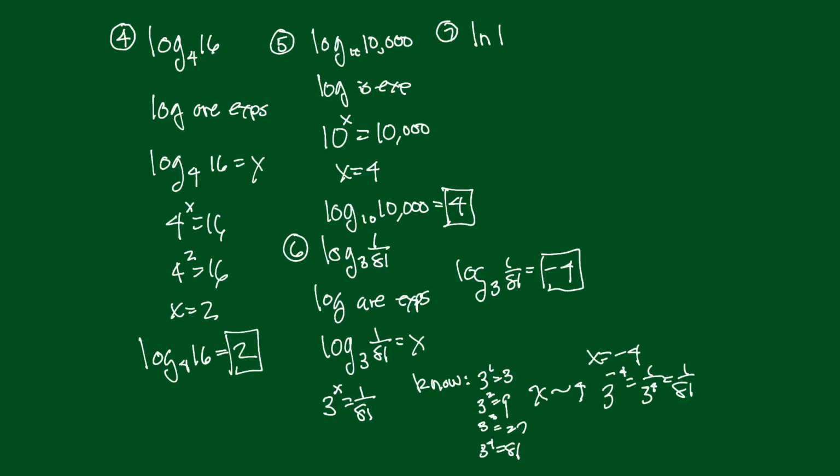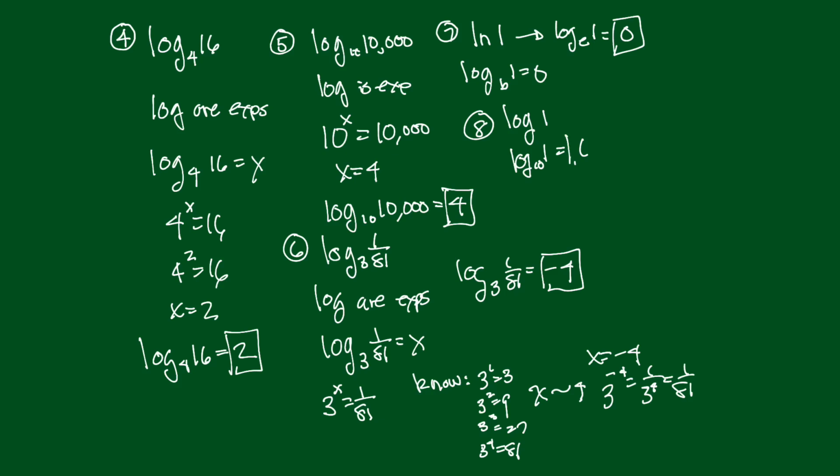Problem number 7 asks us to find the natural log of 1. Well, here's what we know. The logarithm, any base, of 1 is equal to 0. So this natural log of 1, that's really the log base e of 1. Any base at all, this is equal to 0. Log of 1, any base, is 0. Problem 8 asks us for the common log of 1. Now, it doesn't matter what the base is. This happens to be base 10. The log, any base, of 1 is 0.